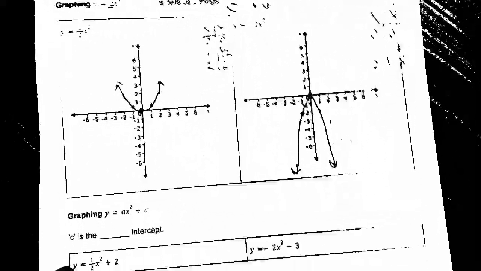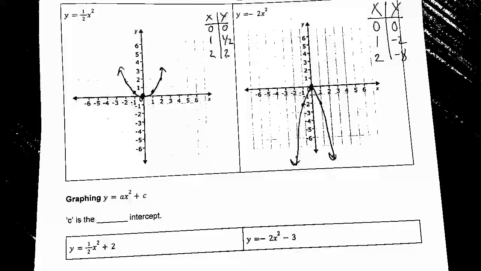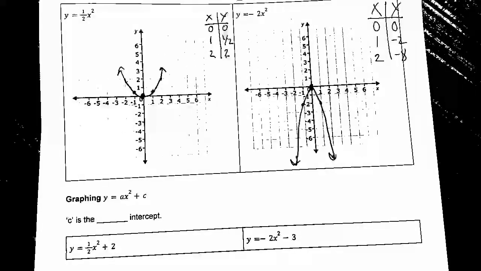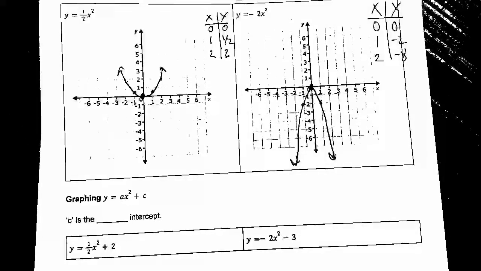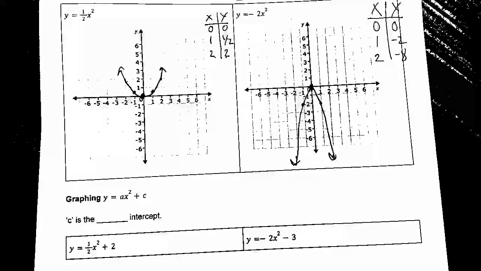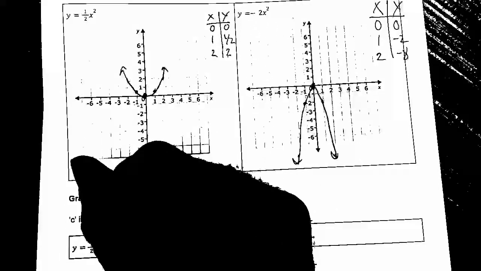Okay. Now ax squared plus c. If we have ax squared plus c, it's very similar, but what does the c tell you? C is the what intercept? It's the y intercept. Good.